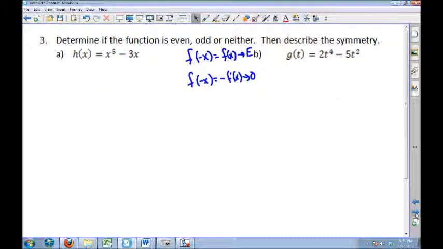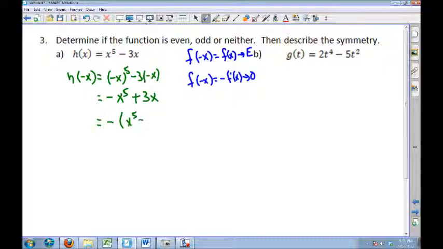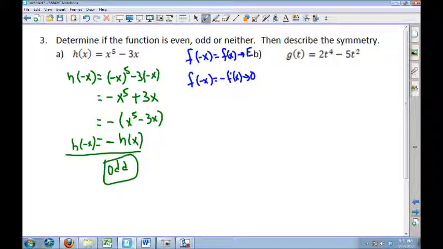However, my expectations might not always be true, so I should check it using this test regardless. So let's take a look at each of these. For the first one, if I plug in h of -x, I end up with -x to the 5th minus 3 times -x. This turns out to be -x to the 5th, when I evaluate -x to the 5th, plus 3x. Well, this is just equal to -(x to the 5th minus 3x), which is -h of x. So here I have an expression, h of -x equals -h of x, which makes this an odd function.